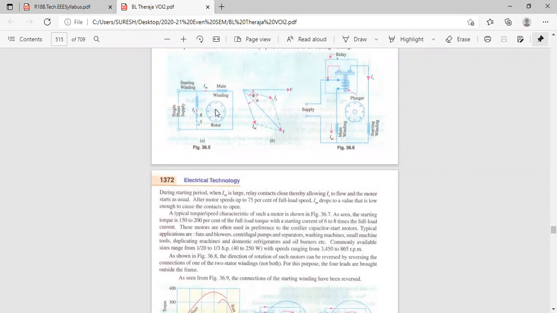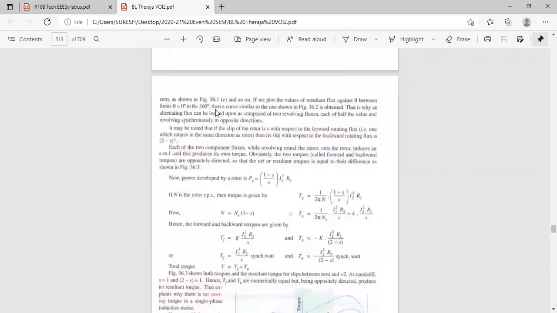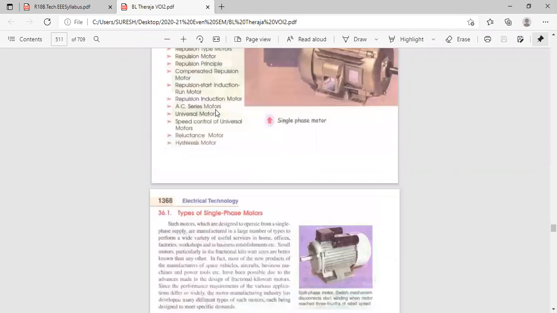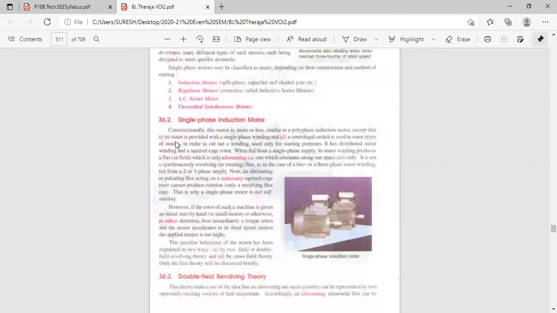Okay, now I will go to our theory. Constructionally, this motor is more or less similar to polyphase winding. Polyphase means three-phase induction motor. Poly means many phases. Three-phase induction motor, except that stator is provided with only one winding, single-phase winding, and a centrifugal switch is used in some types of motors in order to cut out the winding, used only for starting purpose.